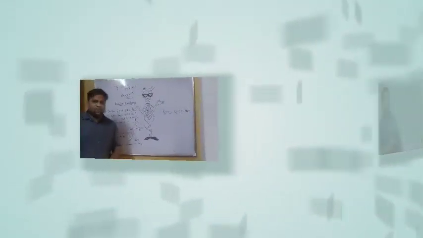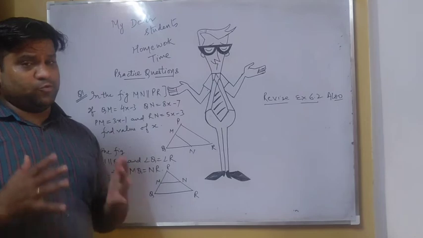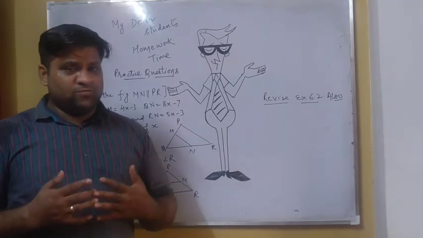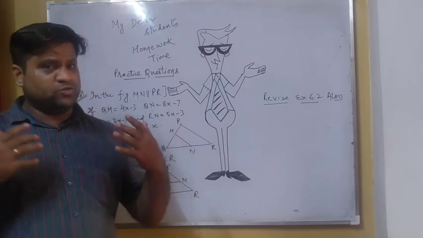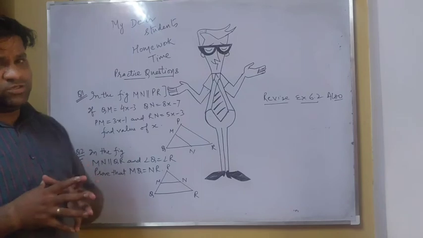I hope that you have understood the concept of the basic proportionality theorem and the converse of the basic proportionality theorem in exercise 6.2. Please do proper revision of this exercise for a better understanding of this concept. Here some practice questions are given for you. Please do these practice questions at home.